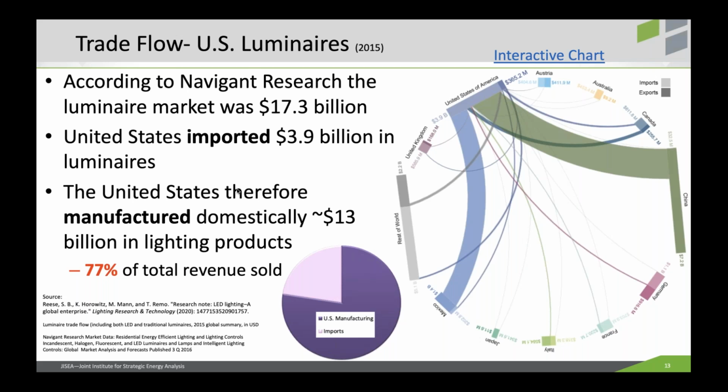However, we then looked at what the actual lighting market in the U.S. is. According to a Navigant Research market report, the market was $17.3 billion. So if the U.S. imported 3.9 billion, we actually domestically manufactured 13 billion in lighting products. So 77% of the total revenue of lighting products sold in 2015 was manufactured domestically. So any innovations in LED technology are incentivizing further, even though we ourselves here may not actually manufacture that specific LED chip, it is incentivizing us to manufacture the LED luminaires.